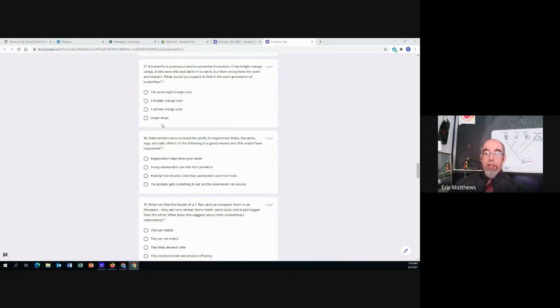So in the next generation of these poisonous butterflies with these bright orange wings, would we expect to see the same bright orange, a brighter orange, a dimmer orange, or larger wings?